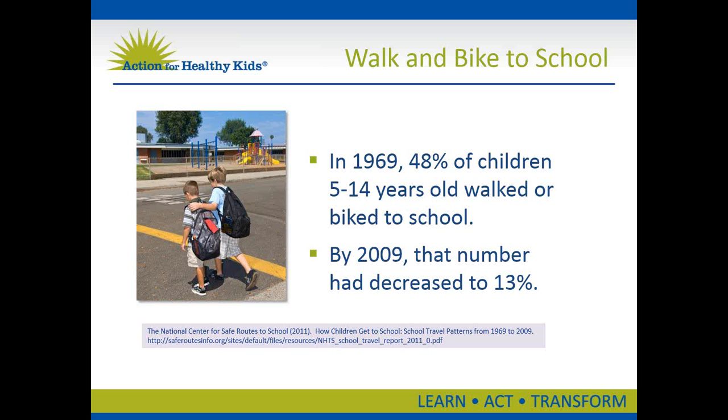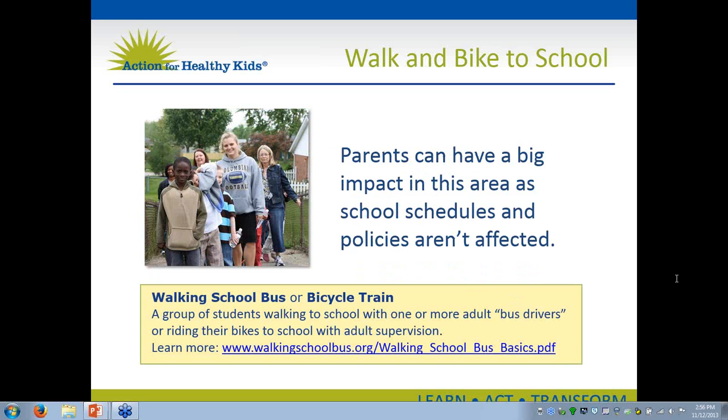So in 1969, 48% of children 5 to 14 years of age usually walked or biked to school. In contrast, by 2009, only 13% of children 5 to 14 years of age usually walked or biked to school. Safety concerns are a major reason kids are not walking to school. Parents can have a big impact in this area as school schedules and policies aren't usually affected.